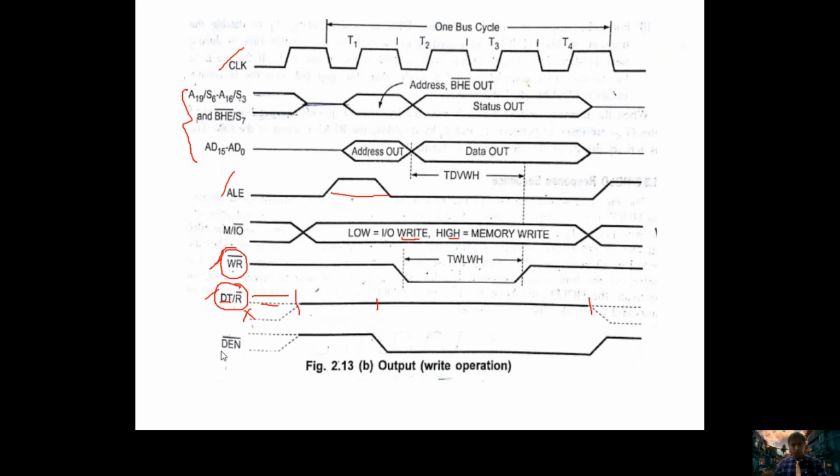Similarly, DEN bar should be enabled only from T2 to T4. Only two changes here, 1, 2. The rest of the representation is the same. So read bar becomes write bar. In the previous read operation, DT by R bar is low from T2 to T4 time, whereas here for the write operation, DT by R bar should be high from T2 to T4. This is the difference. Okay.